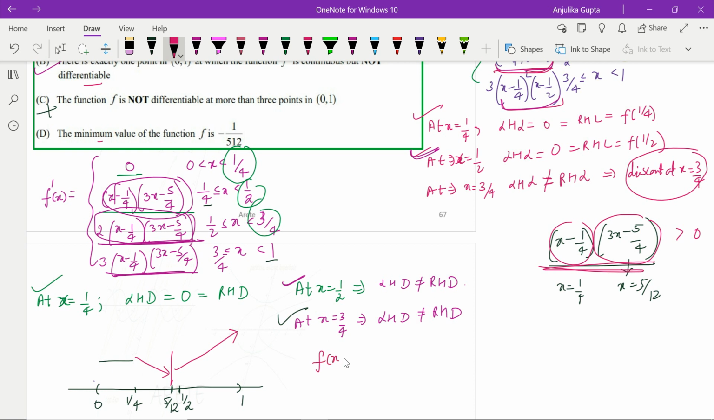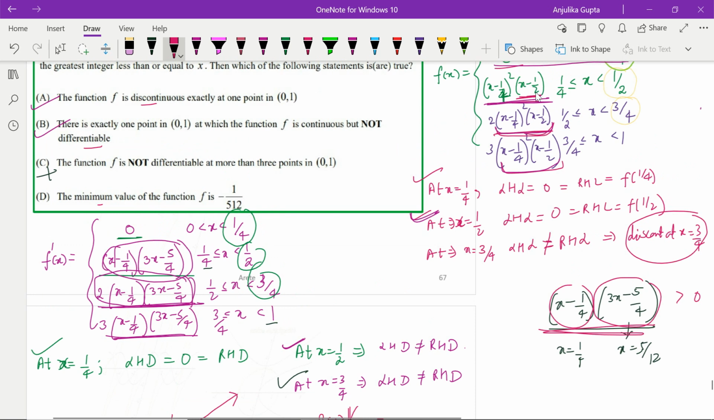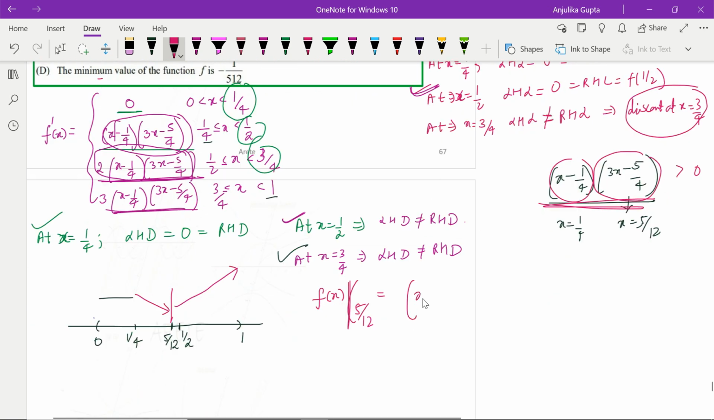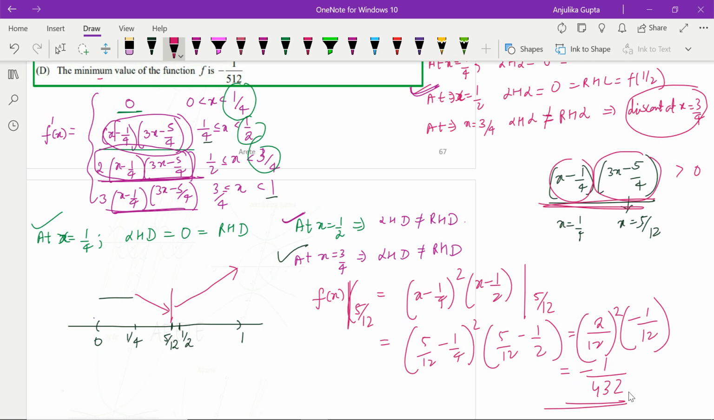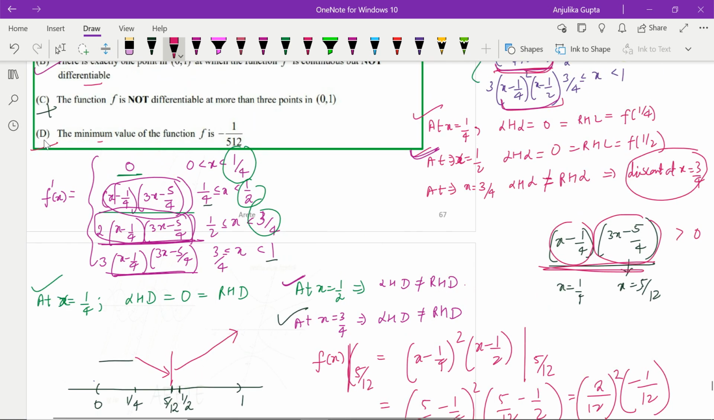Now you get what f(x) is at 5/12. How does your function look in this interval, between 1/4 and 1/2? It looks like this. So you just take this function and plug in 5/12. So you have (x - 1/4) whole squared into (x - 1/2). Plug in 5/12 and how much do you get? Let's check: (1/4) whole squared, hmm, 5/12 minus 1/4 is 1/6 and 5/12 minus 1/2. This would be (1/12) whole squared, and this would be minus 1/12. And this will lead you to minus 1/432. So the minimum value of the function is minus 1/432, so this will be a wrong option.